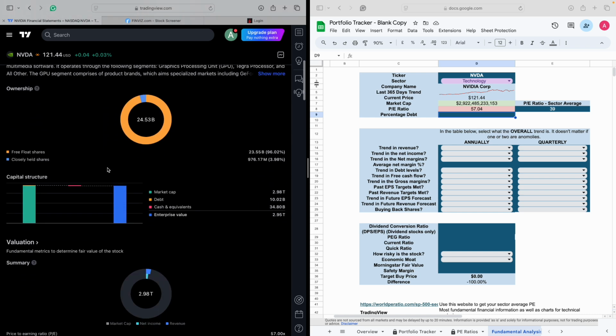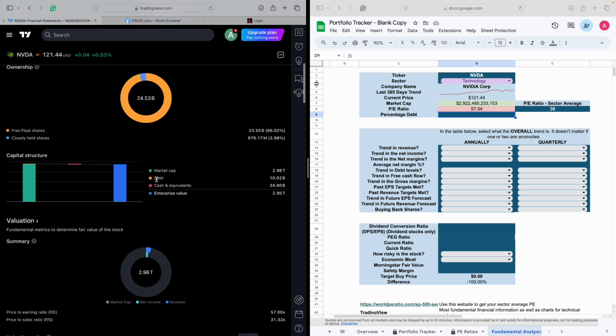The first thing I do is I scroll down to this section here. It tells me how much debt the company has, and it shows me the market cap. So the first thing I do is work out what this debt is compared to this market cap as a percentage. And if I just get the calculator on my phone, I'll work that out with you. So that's divided by 2.98, and that works out about a 0.3% debt. So that's really good. That's a very low debt.